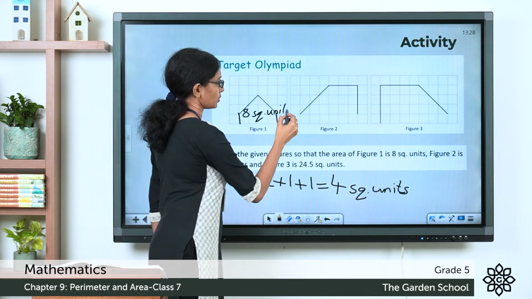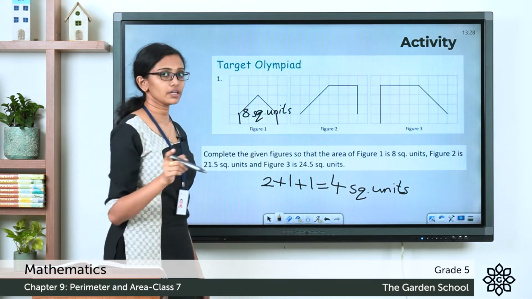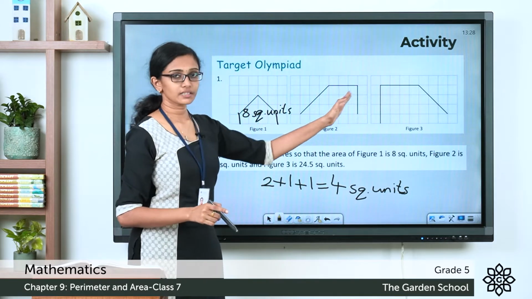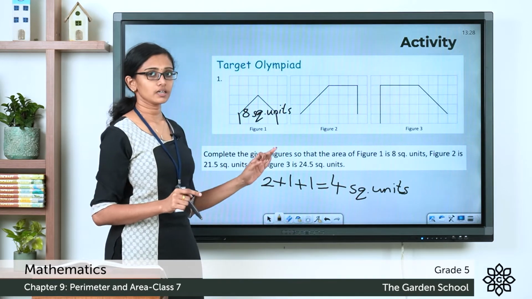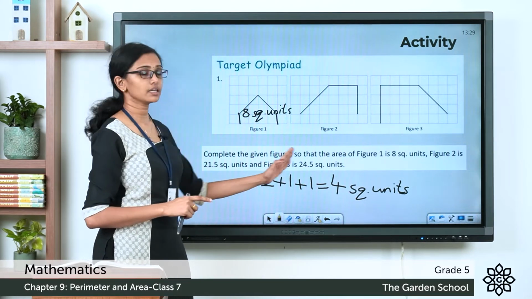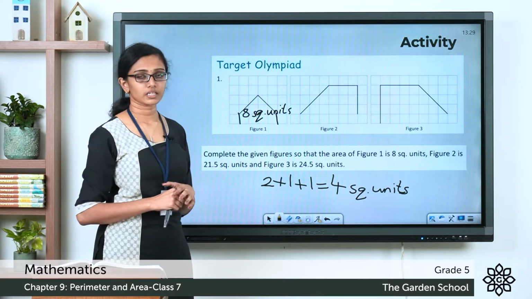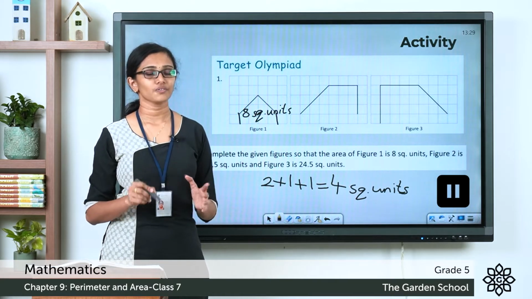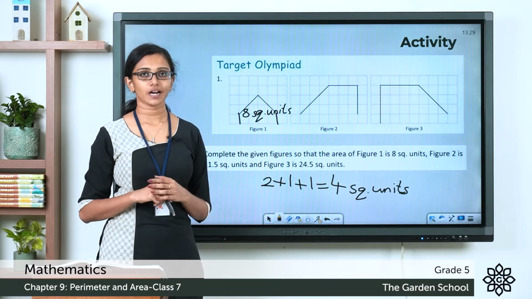square units. So similarly, you have to complete the other two figures so that the area of the respective figure will become equal to the one given in the question. So you do this as an activity now. Please pause this video, finish it and come back. Hope you are done with that.